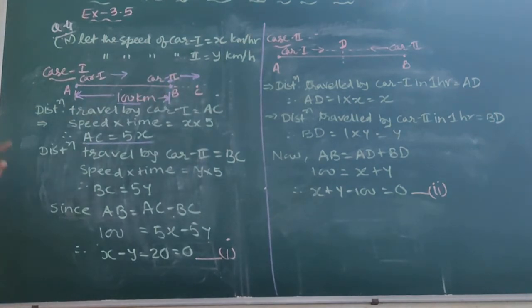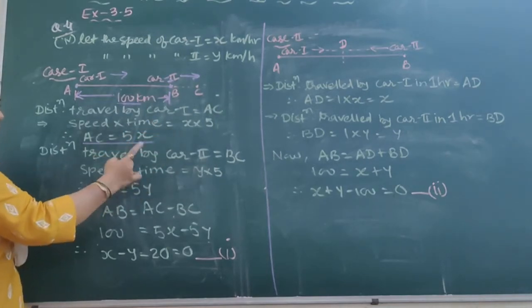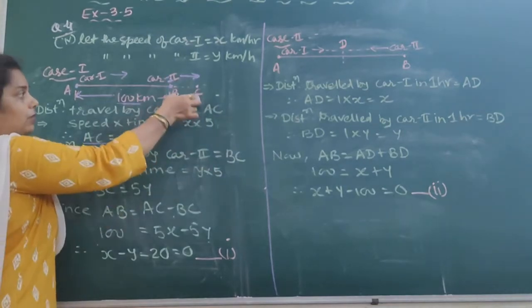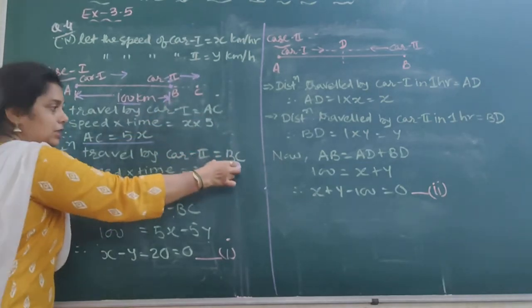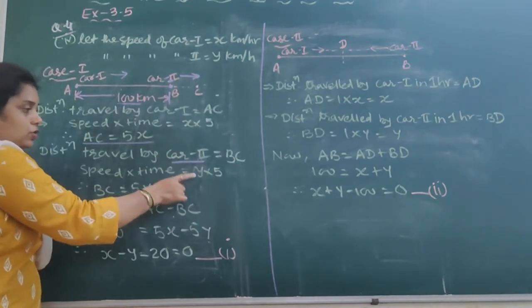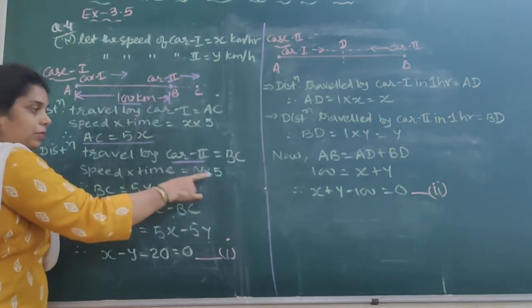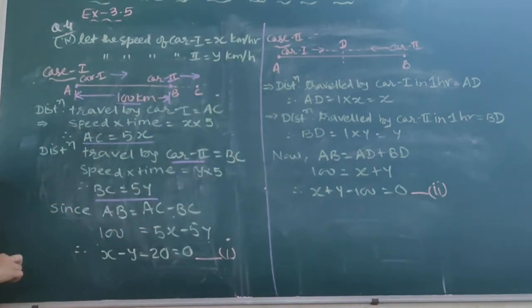Is it clear? Now, we have completed car 1. Now we come to car 2. So how much distance does car 2 travel? It is BC. And what is BC? The distance is equal to speed into time. This is for the second car. Its speed is y. The time is the same, 5. So therefore BC is equal to 5y.